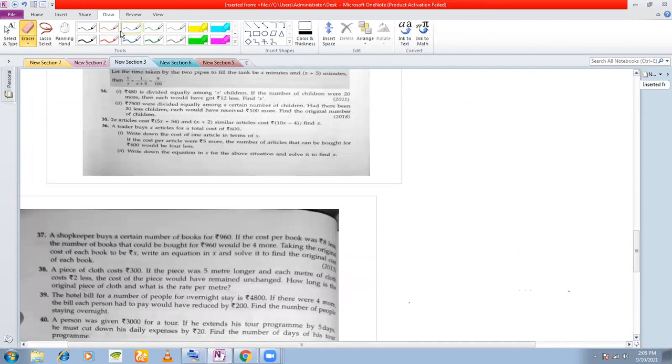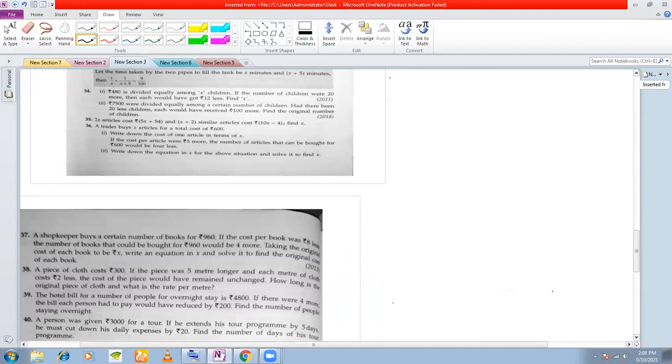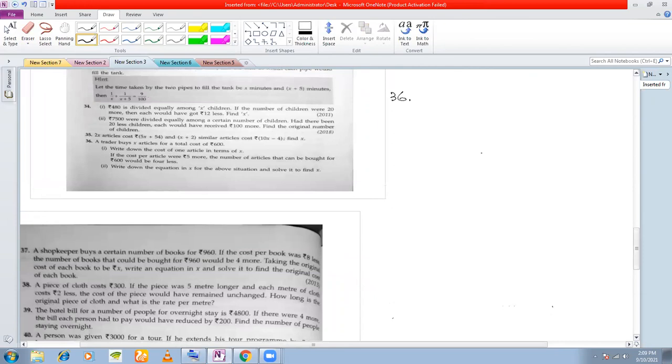Okay, let's do this. This looks like a profit and loss problem. 36. A trader buys X articles for a total cost of 600. Now they have given two questions. Such questions can also be formed as multiple choice questions. The first question is write down the cost of one article in terms of X. 4 options will be given. You don't have to do anything. Even a class 8 student can say, if X articles are bought for a total cost of 600, one article will cost 600 by X. So you choose the correct option, 600 by X.